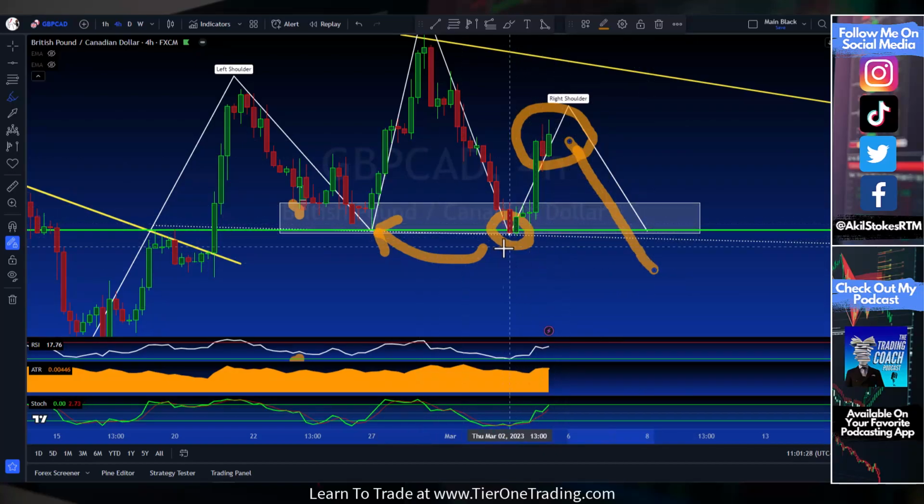And in this case, in particular, there's not a lot of room to the downside that I see. Our next level of structure is right under here. So this would be the only way that would actually make it worthwhile.